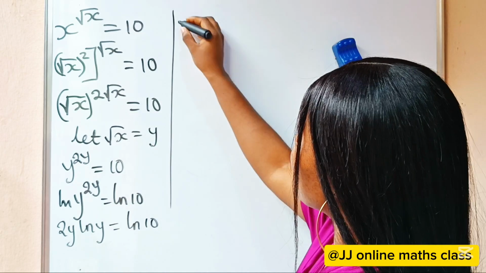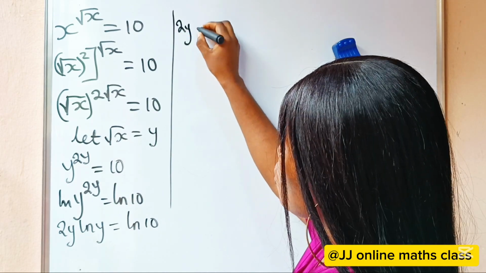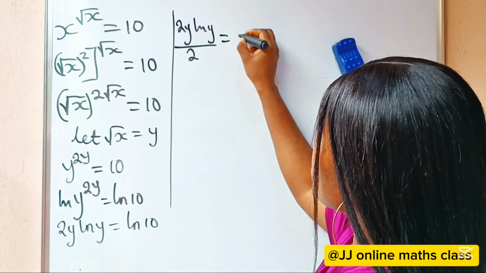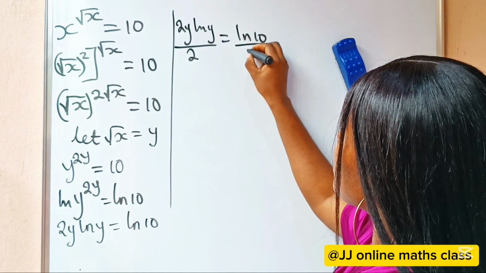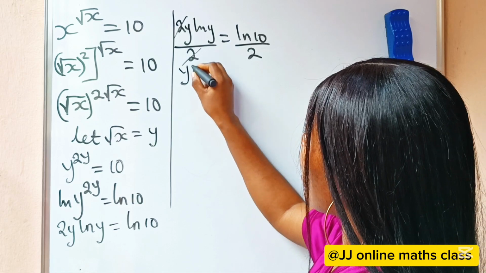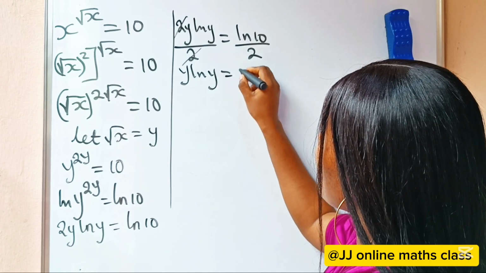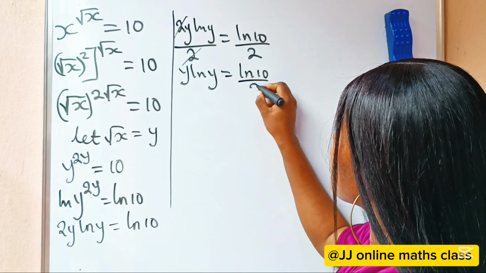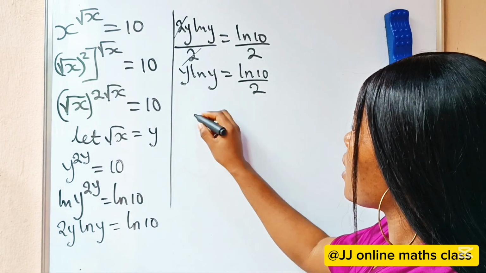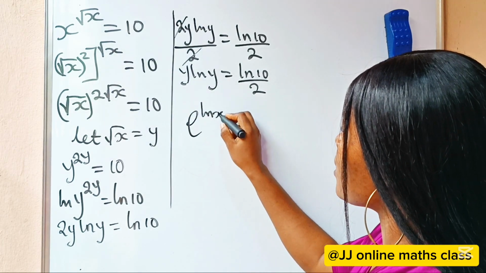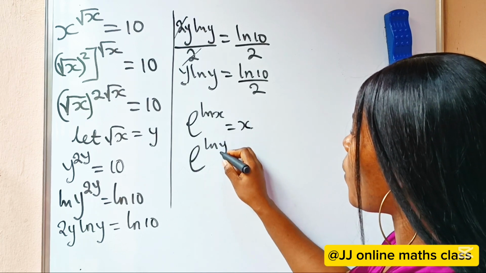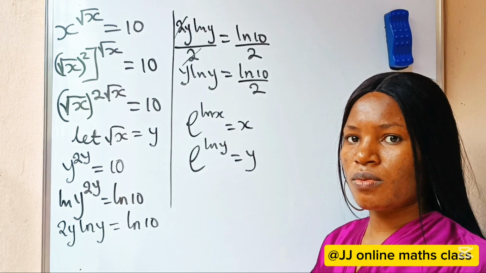All right, so let's divide through by 2. So we have 2y ln y divided by 2 is equal to ln 10 divided by 2 as well. Now we divide 2 by 2, and we have y multiplied by ln y is equal to ln 10 divided by 2. Now note that e to the power of ln x is equal to x. That means e to the power of ln y will give us y, right?